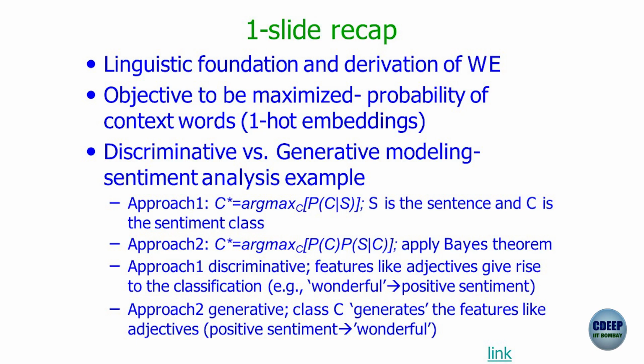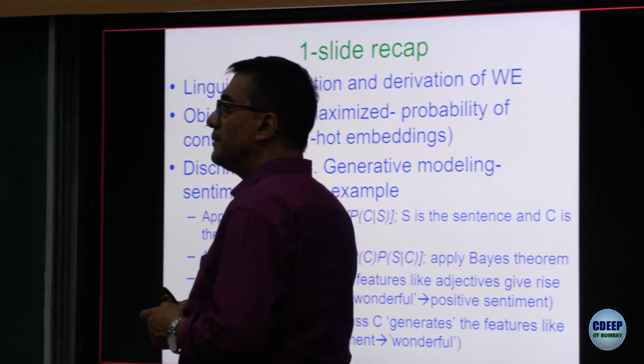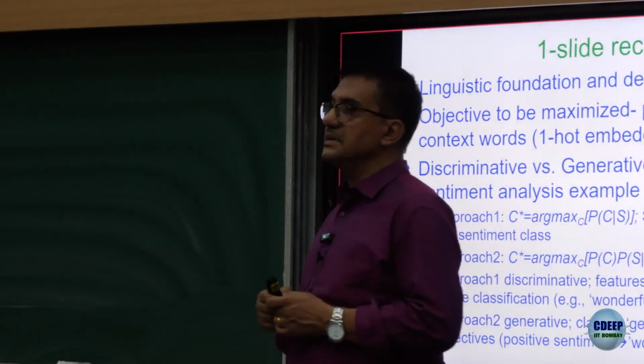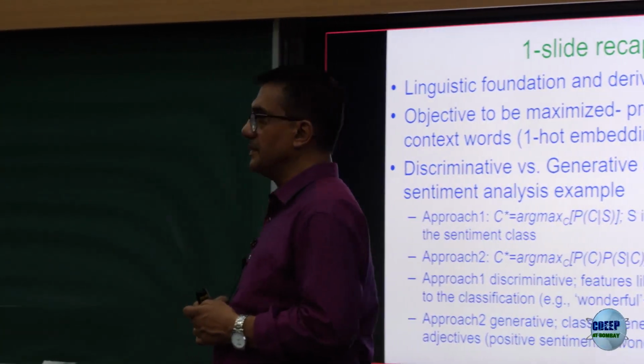Linguistic foundation is that it captures the law, rule of distributional similarity. If two words have very similar contextual words, then their meanings are also similar. Okay, if you reflect on this particular statement, you will understand the depth of the statement that words which have similar environment have a similarity in meaning. So this is a deep statement and surely non-trivial, okay?